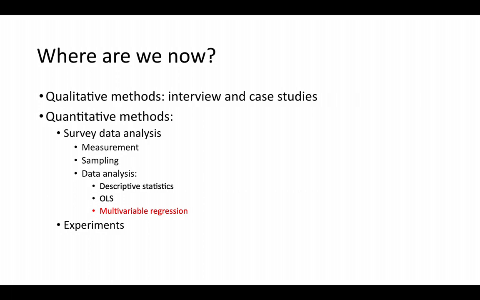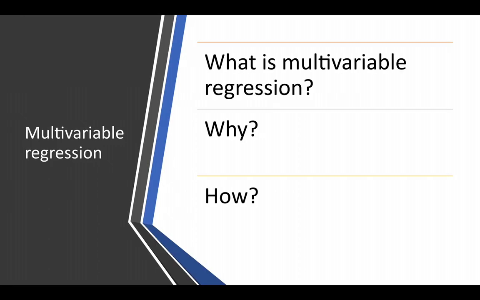ordinary least squares regression. So this is the simple linear model, right? Between one independent variable and one dependent variable. Now in this class, we are going to talk about multiple variable regression, right? So multivariable regression. What is multivariable regression, and why should we consider multivariable regression instead of OLS? And finally, how can we do it?